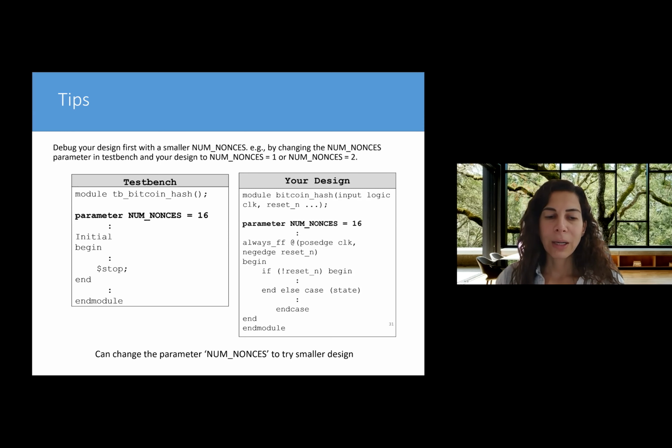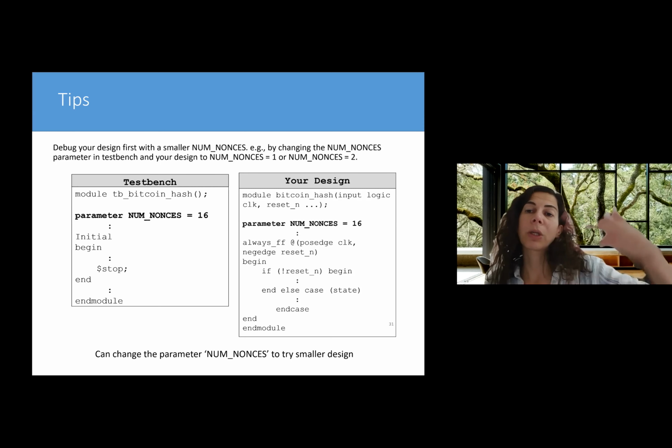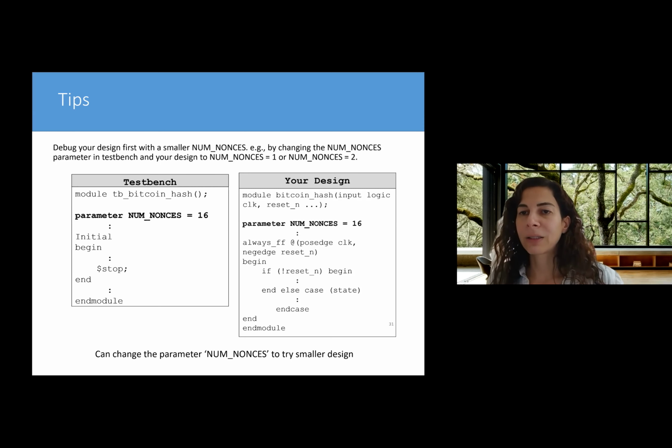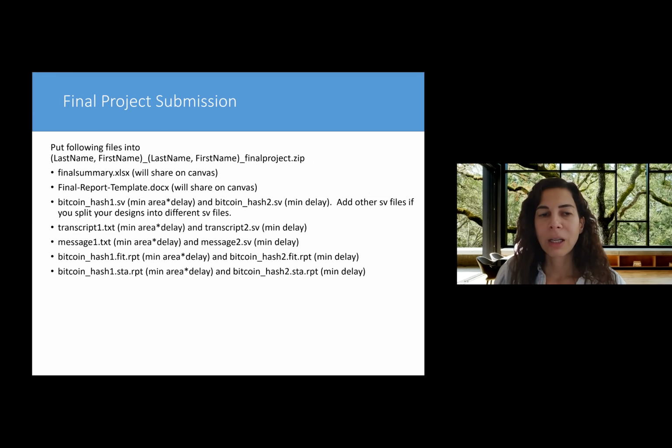Here, for example, in the example I'm showing, we could put the nums as a parameter, and change that parameter to have a smaller design running and testing it, as opposed to doing all 16 nonces all the time, and then seeing some bugs that get propagated to all of them. That's not going to work.